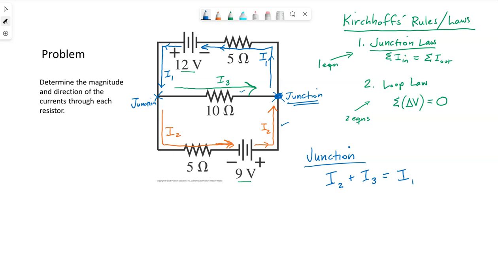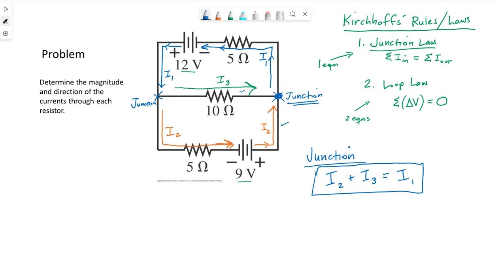However many amps I1, I2, and I3 are, I2 and I3 have to add up to equal I1. So this equation will be one of the equations we need to use to solve the problem.